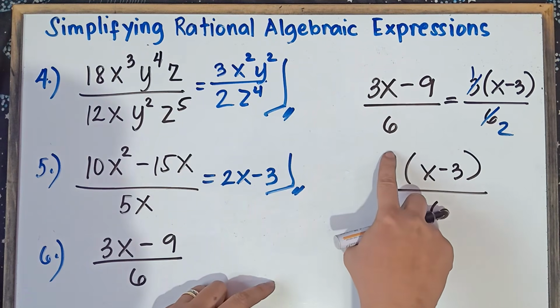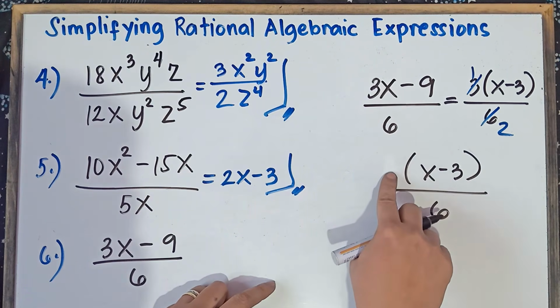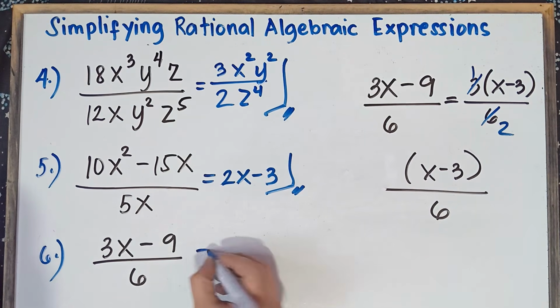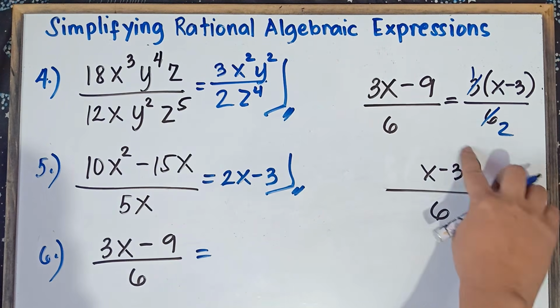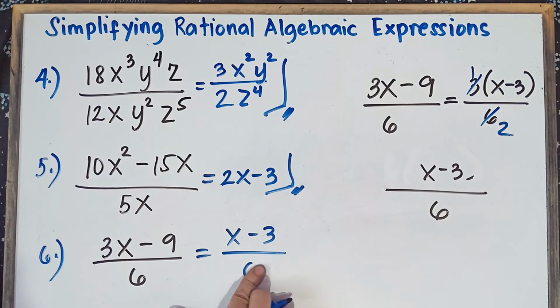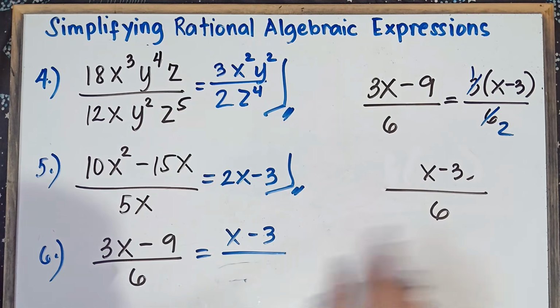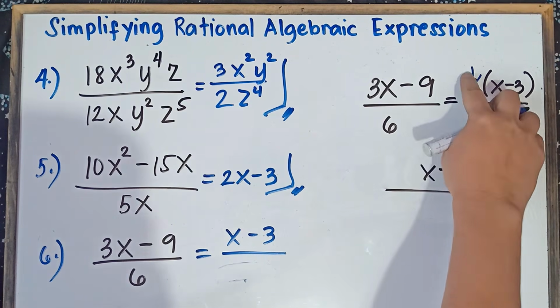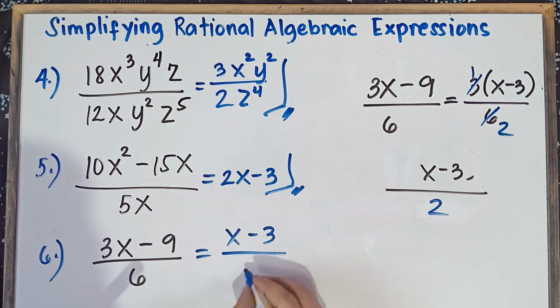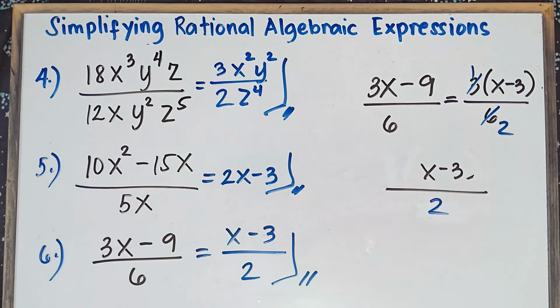So we can erase 1. Understood that there's 1 here, so you can erase 1. So therefore, our final answer, that would be equal to, so we can remove the parenthesis, x minus 3 over 2. Okay, once again, class, over 2. This 3 becomes 1 and then this 6 becomes 2. So over 2. All set, class. That's the answer, class, with regards to example number 6.